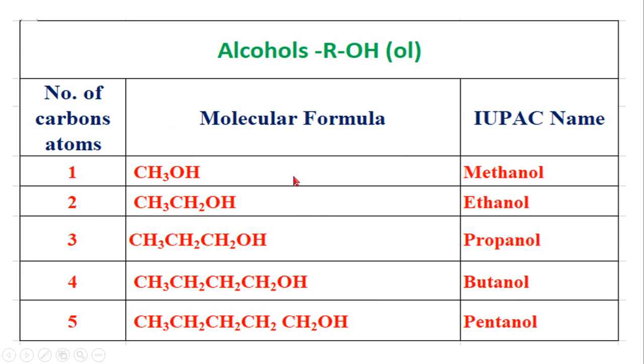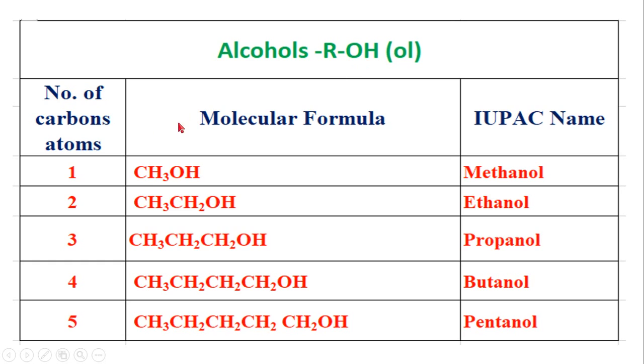Now come to the various classes of organic compounds, depending upon the IUPAC name. Here the first one, alcohols. In alcohols, the functional group is OH, the general formula is ROH, and the suffix used is OL.